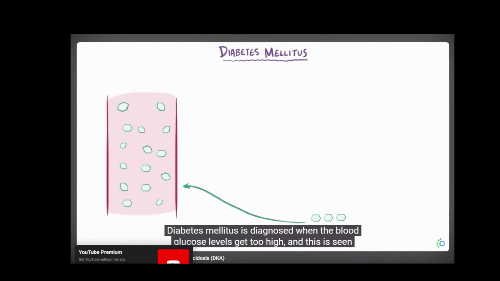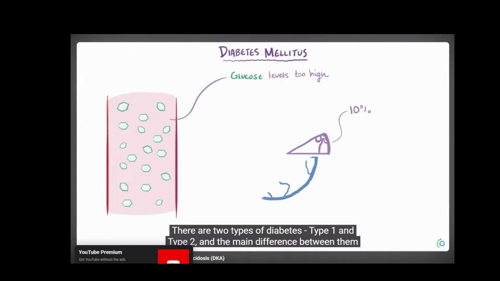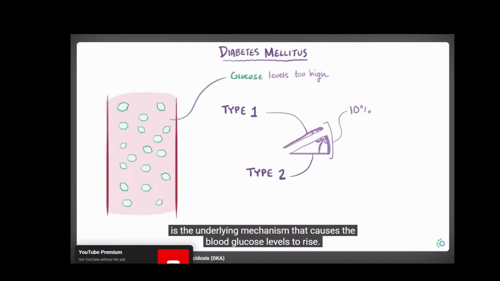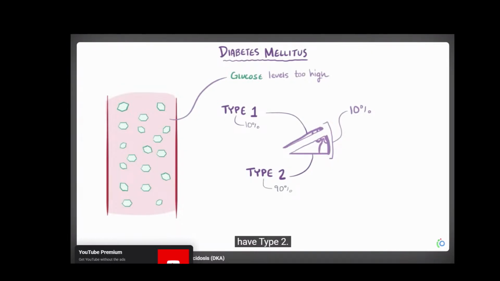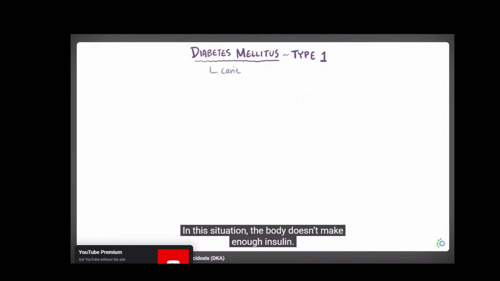Diabetes mellitus is diagnosed when blood glucose levels get too high, and this is seen among 10% of the world population. There are two types of diabetes, type 1 and type 2, and the main difference between them is the underlying mechanism that causes the blood glucose levels to rise. About 10% of people with diabetes have type 1, and the remaining 90% of people with diabetes have type 2. Let's start with type 1 diabetes mellitus, sometimes just called type 1 diabetes. In this situation, the body doesn't make enough insulin.